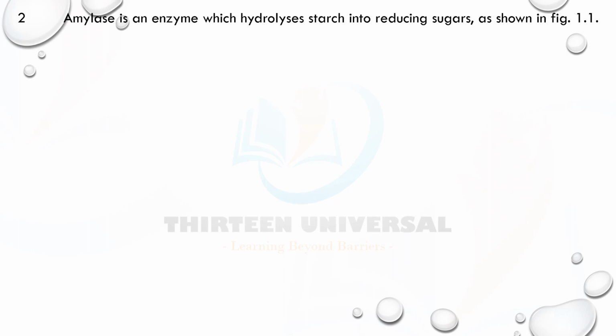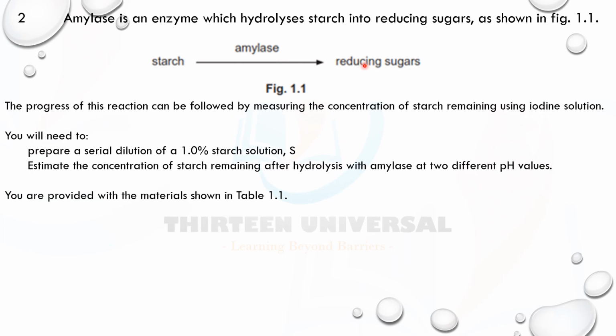Let's quickly look at the next question. Amylase is an enzyme which hydrolyzes starch into reducing sugar. The second part of the question, a wet practical, is shown in Fig 1.1. You can see starch is hydrolyzed by amylase to produce reducing sugar. They said the progress of this reaction can be followed by measuring the concentration of starch remaining using iodine solution.